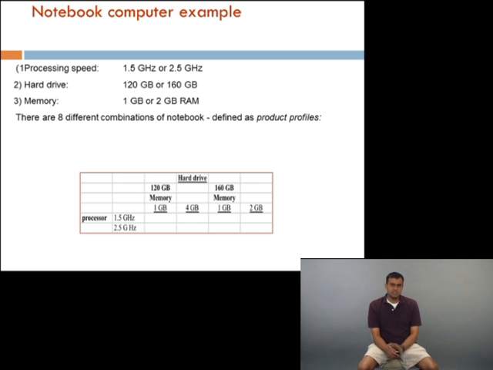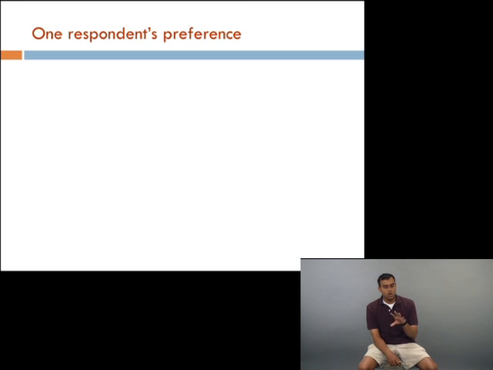Let's take a stylized, simple example. Hopefully this will convey the idea, and the note in your readings has a slightly different example, but will have you repeat the same kind of calculation that I'm going through right now. So let's take the notebook computer example. Let's assume for a minute that there are only three attributes that are important. We know that these are the three most important, and there's nothing else that's important.